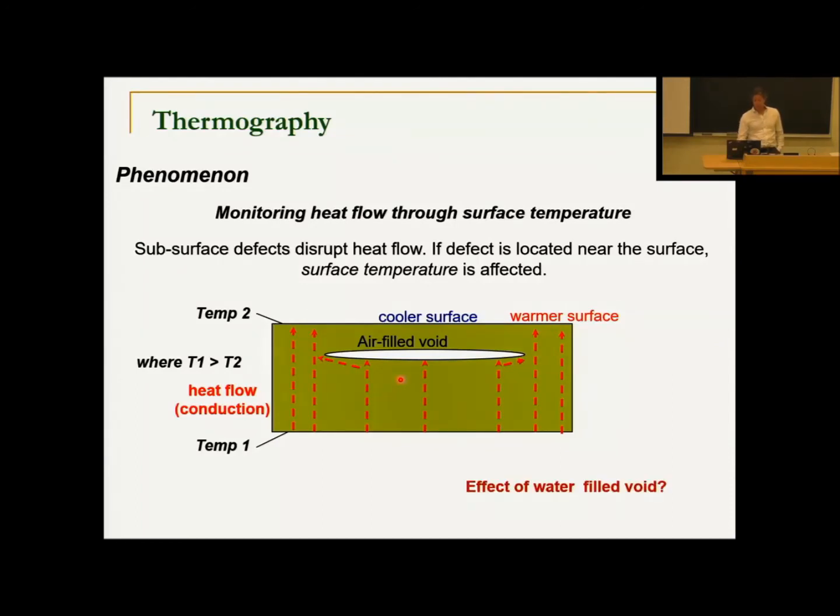And if water was in that void, that would be less effective in blocking that heat flow because of the higher density and thermal conductivity of water. And therefore, we may see a much more subtle difference in temperature at the surface, or we may see no difference at all.